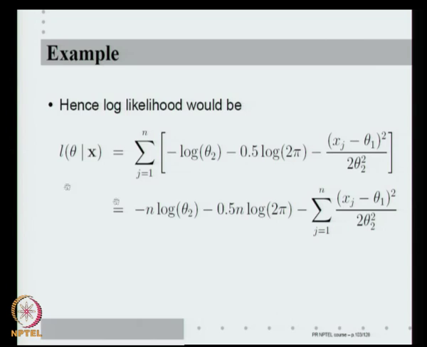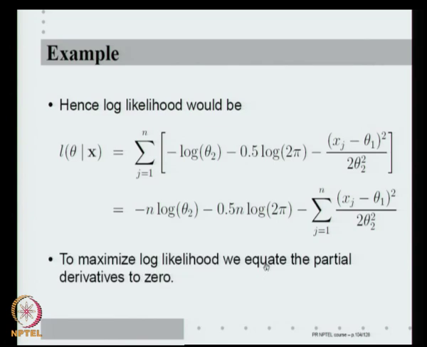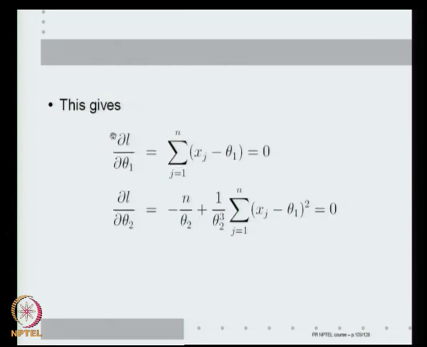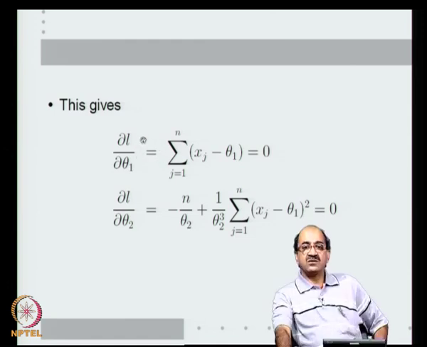Okay. We can simplify it, push the summation inside. So, we have minus n log theta 2 minus n by 2 log 2 pi minus summation j is equal to 1 to n of x j minus theta 1 whole square by 2 theta 2 square. This is my log likelihood function. I am asking which values of theta 1 and theta 2 maximize the log likelihood, right. So, how do we maximize a function of two variables theta 1, theta 2? We find the partial derivatives and equate them to 0, right. So, we will do dou L by dou theta 1 and dou L by dou theta 2, and equate them to 0.